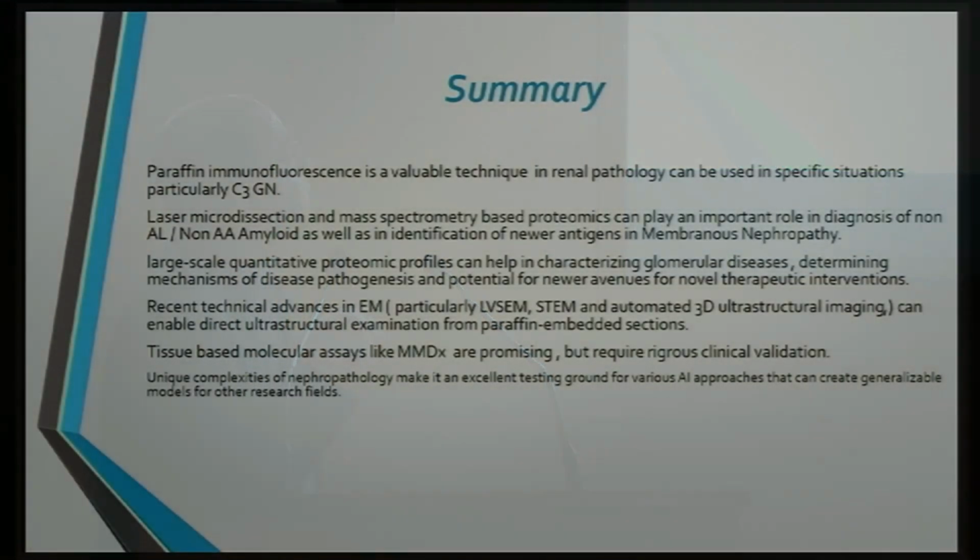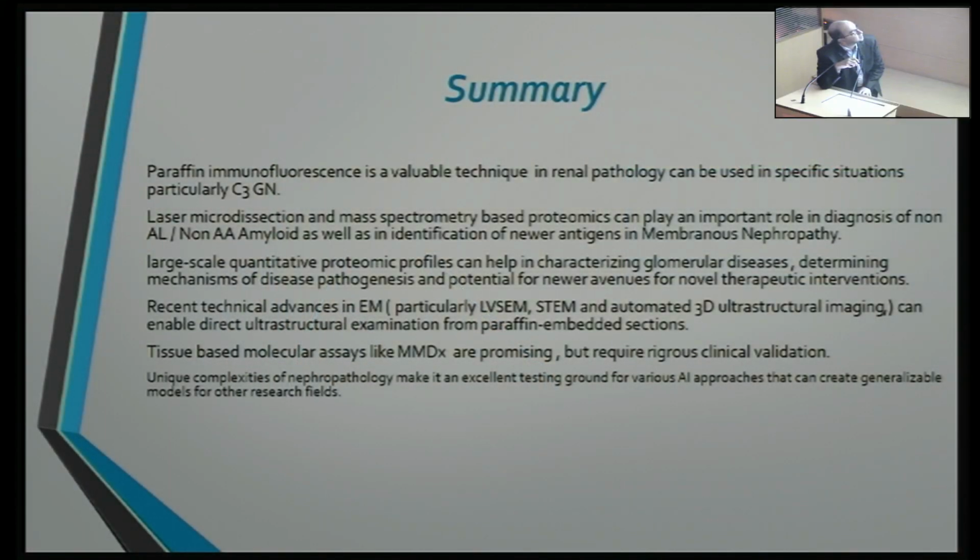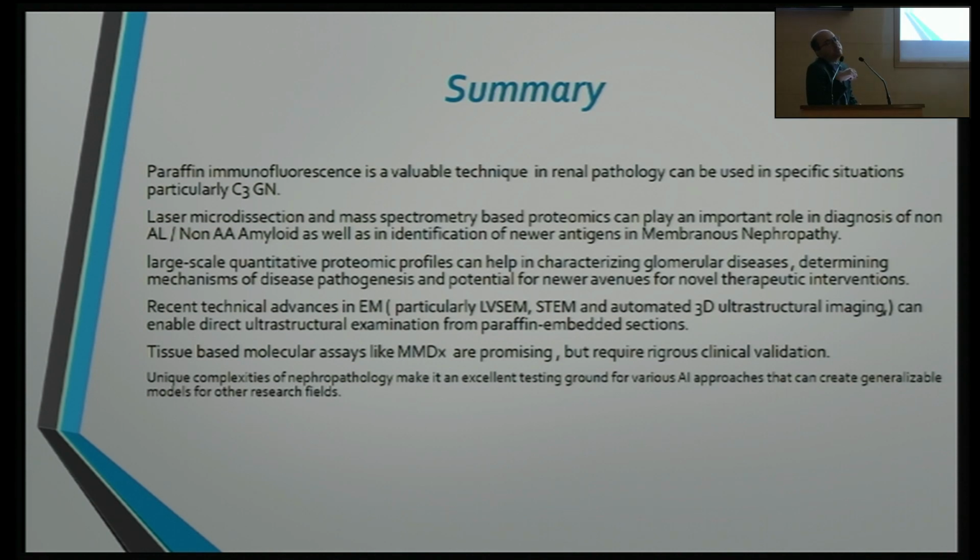So in the end, to summarize, paraffin immunofluorescence, as I said, is a valuable technique in renal pathology and can be used in specific situations, particularly C3 as well as in glomerulonephritis, where we see discrepancy in the light and immunofluorescence findings or immunofluorescence and EM findings as well. LMD and mass spectrometry based proteomics can play an important role in diagnosis of non-AL and non-AA amyloid as well as in identification of newer antigens in membranous. Large-scale quantitative proteomic profiles can help in characterization of the glomerular disorders as well as determining the pathogenic mechanism and may open the avenue for novel therapies.